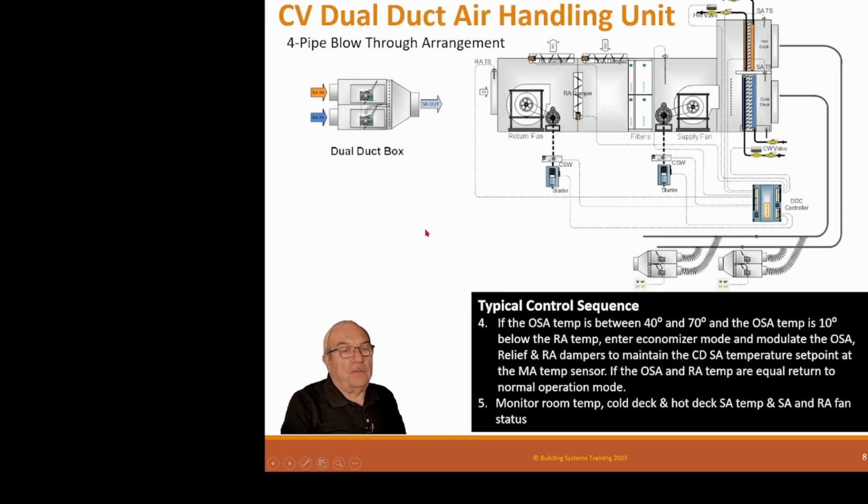If the outside air temperature is between 40 and 70, and the outside air temperature is 10 degrees below the return air temperature, enter the economizer mode and modulate the outside air, relief and return air dampers to maintain the cold deck supply air temperature set point at the mixed air temperature sensor. If the outside air and return air temperature are equal, return to the normal operating mode. So it's just like the other economizer. It's no different. Just because we have a cold deck and a hot deck makes no difference.